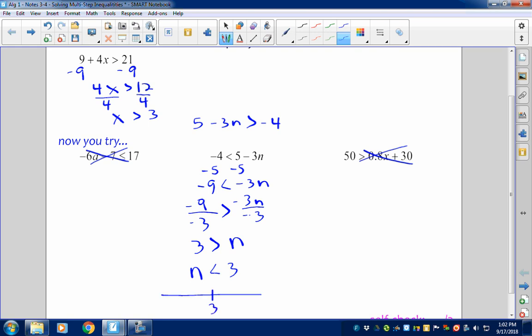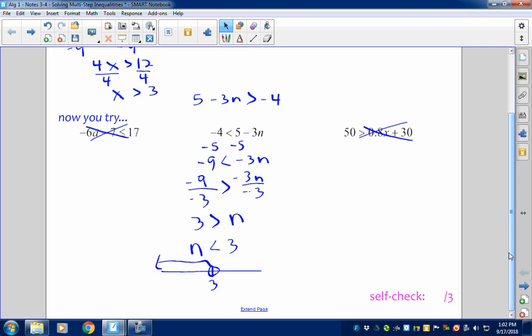I have 3 right here. It works like an arrow. I'm going this direction. But if I'm not asking you to graph it, there's no real reason to switch the letter to put it on the left, okay? But you're welcome to. Any questions on that?